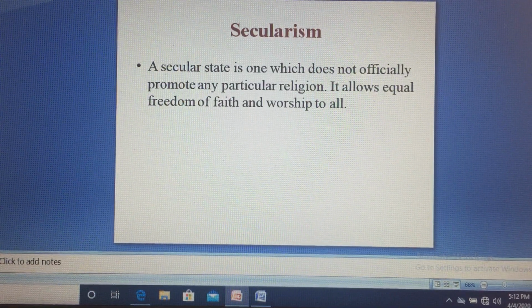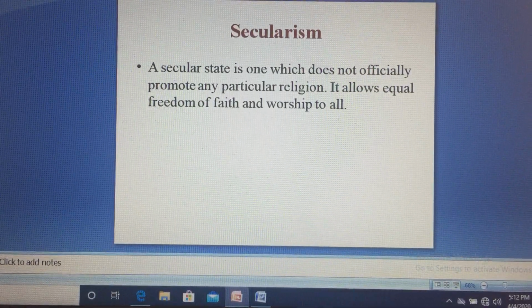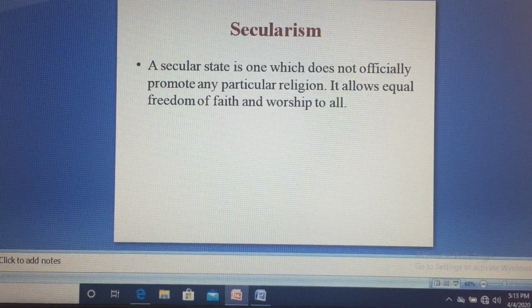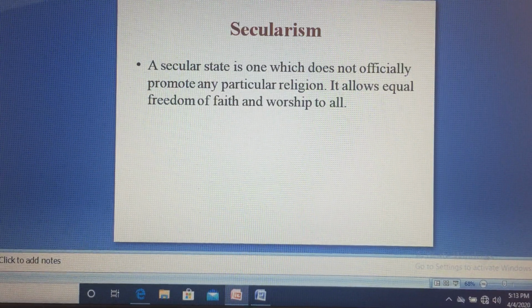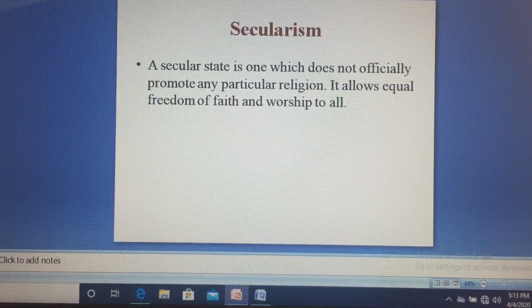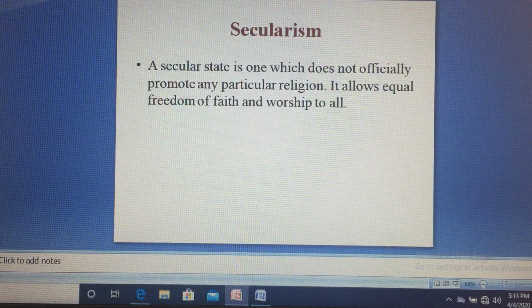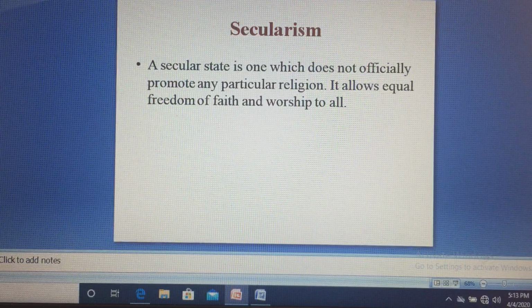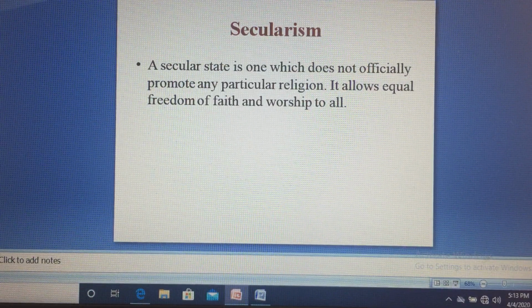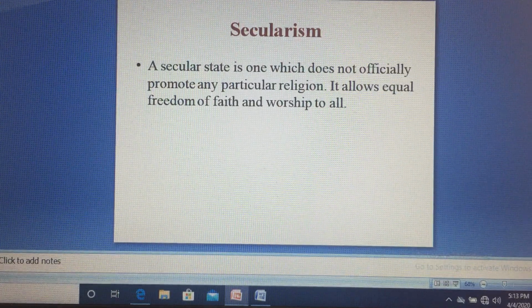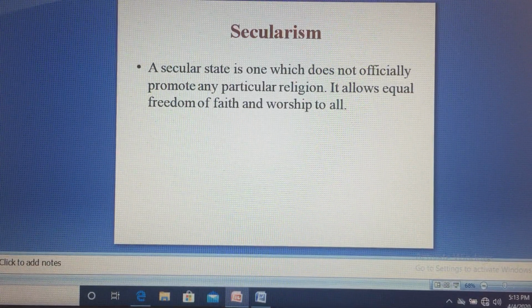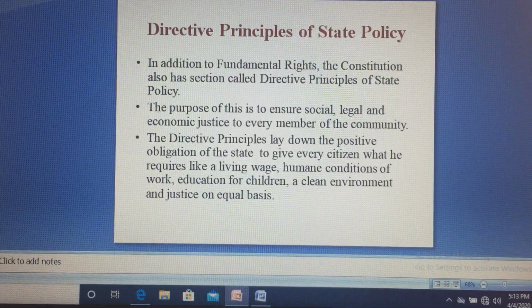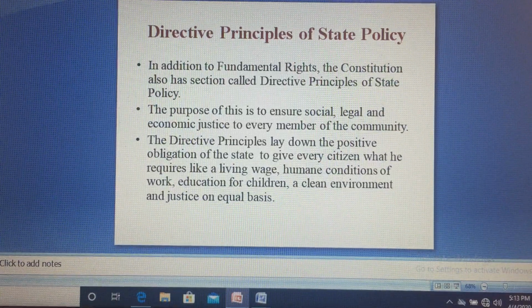So secularism was not originally in our constitution. It was added by the 42nd Amendment in 1976 to our constitution. And countries which have an official religion, what are they called? They are called theocratic states. Theocratic states have their official religion, whereas secular countries do not have any official religion, but they allow all people to follow their religion.